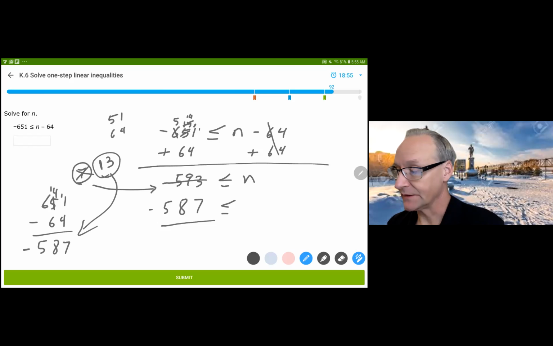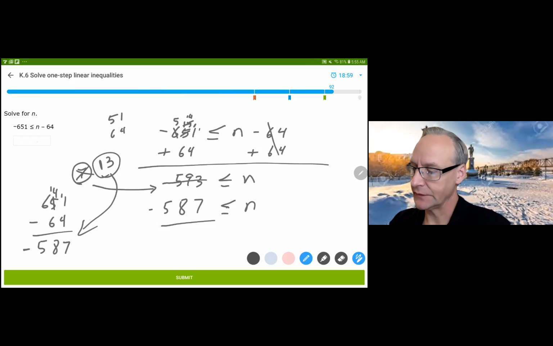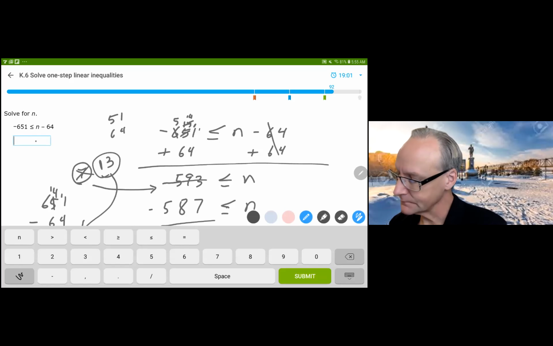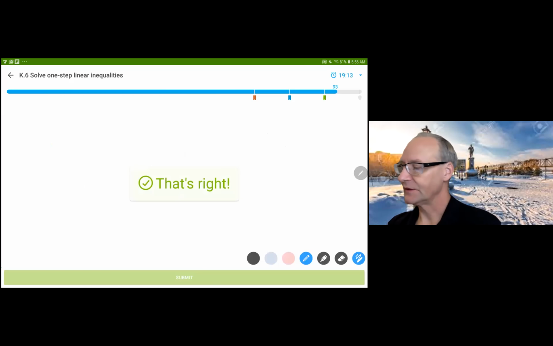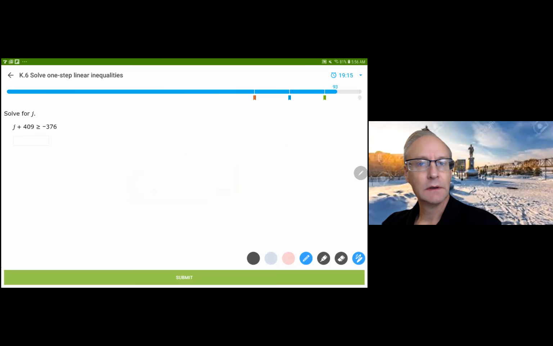that's why you practice. Negative 587 is less than or equal to n. How embarrassing. Glad I've caught it anyway, but it is easy to make a mistake, especially when I was overthinking it, doing a double reverse.